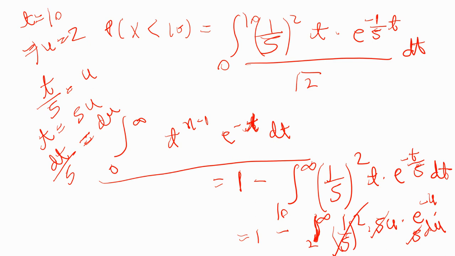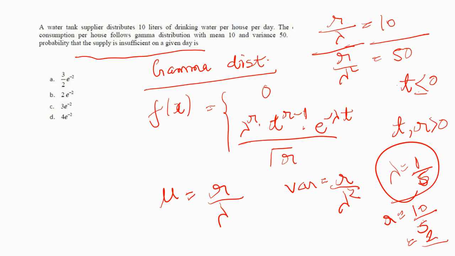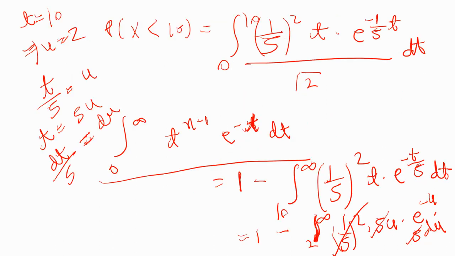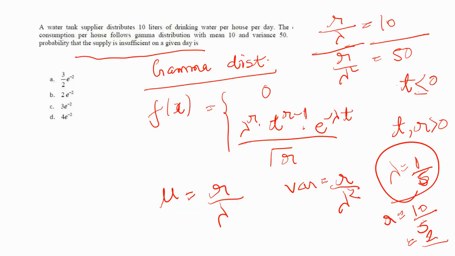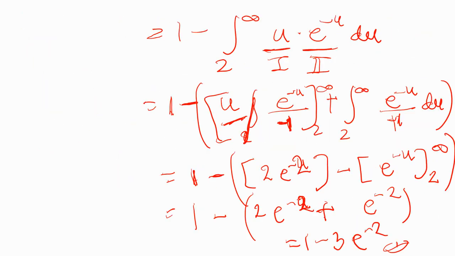Okay, anyways, so this will be the answer, and I think there is some issue in the options. So the answer is this: 1 minus e to the power... 1 minus is not written here. So this will be the answer.